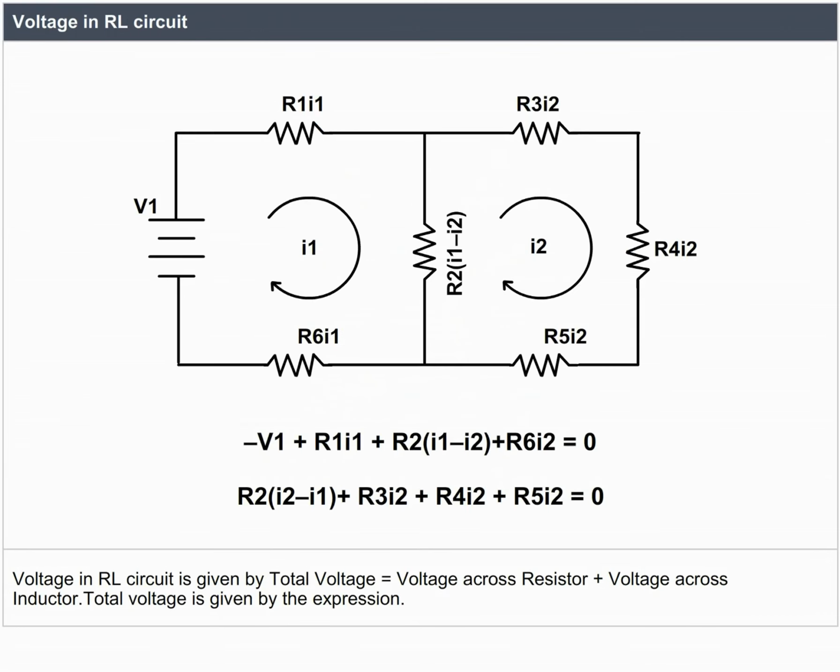Voltage in RL circuit. Voltage in RL circuit is given by total voltage equals voltage across resistor plus voltage across inductor. Total voltage is given by the expression seen on the screen.